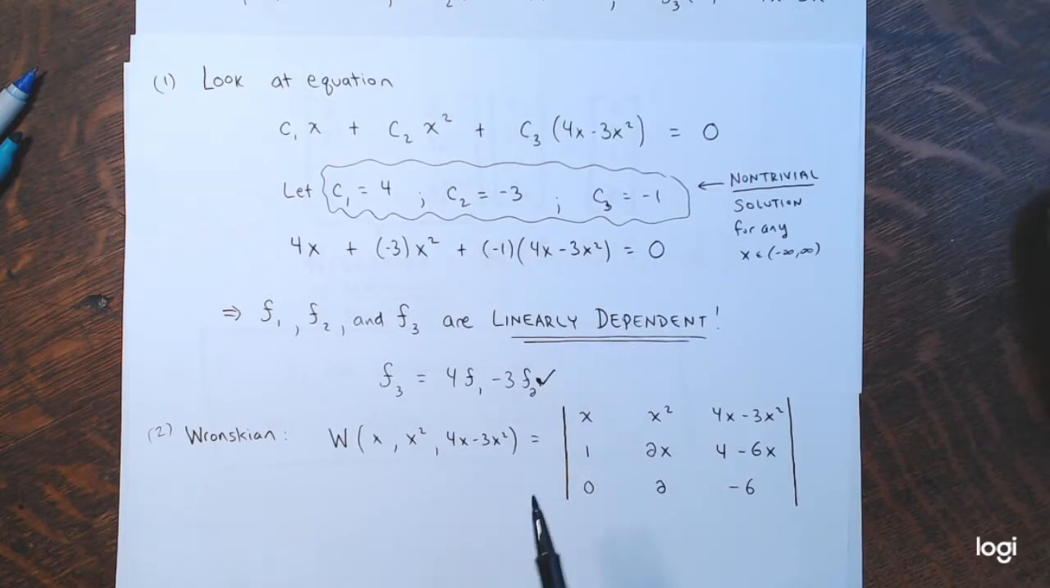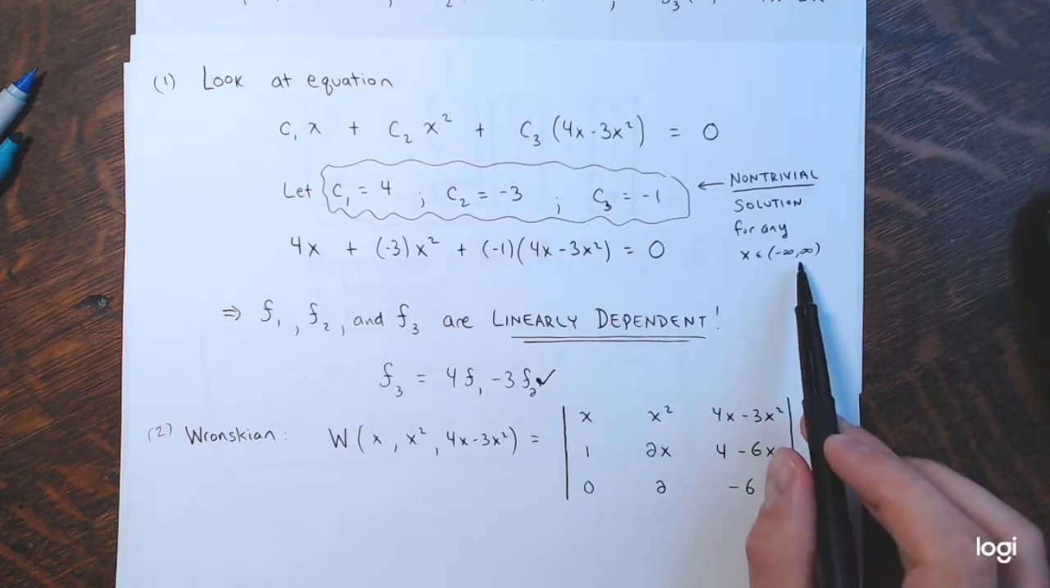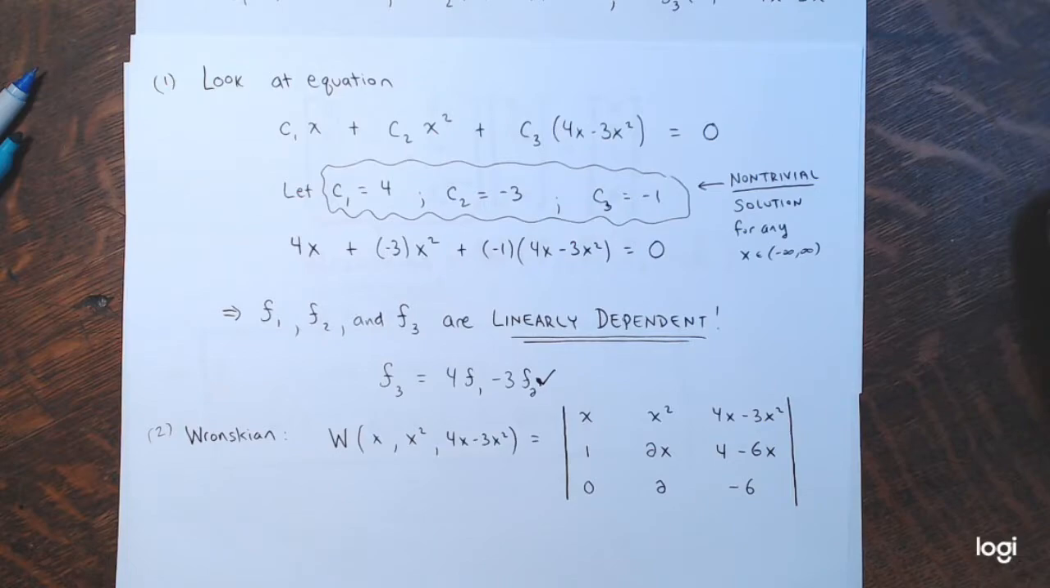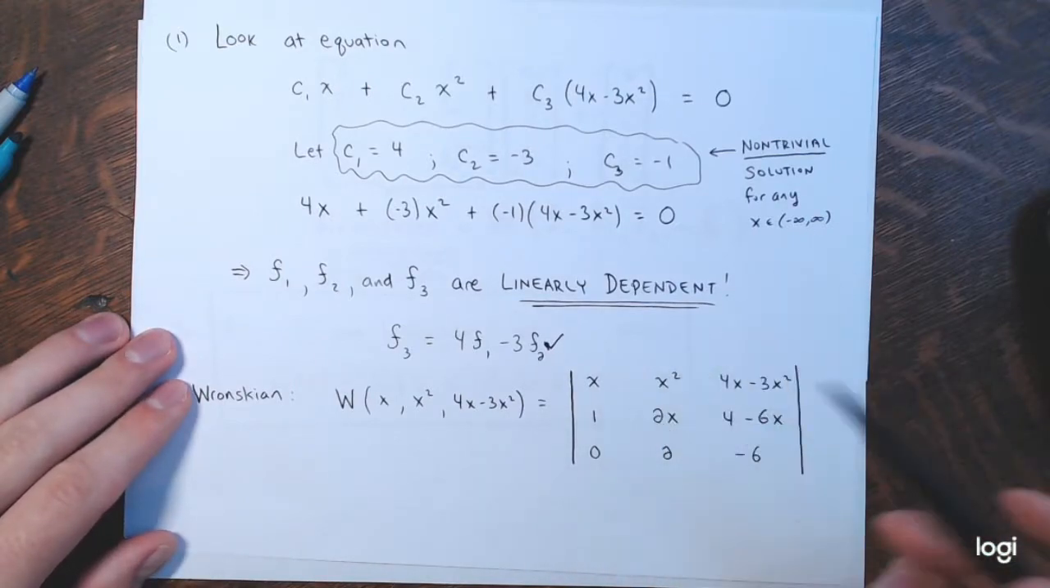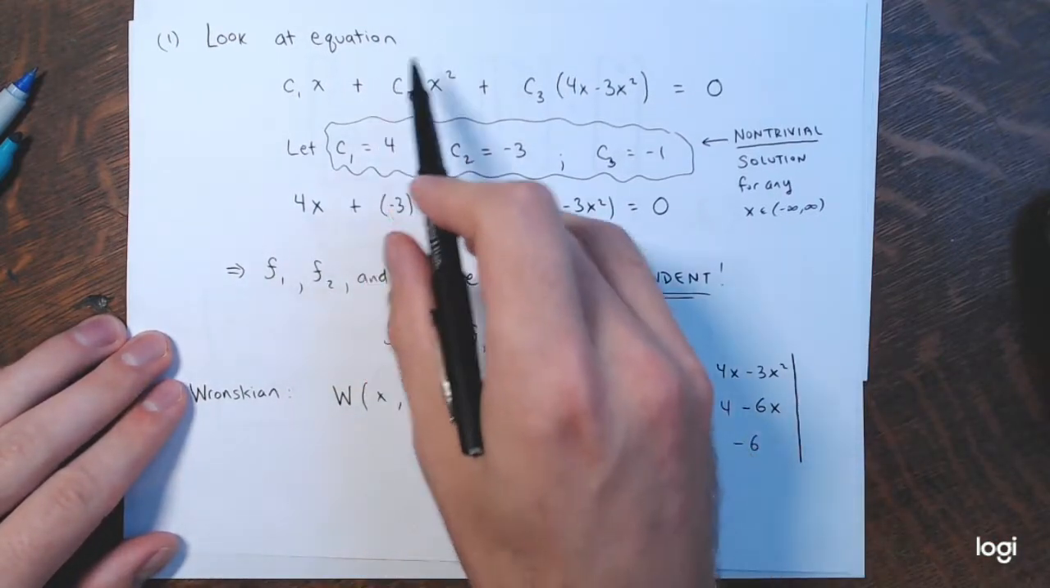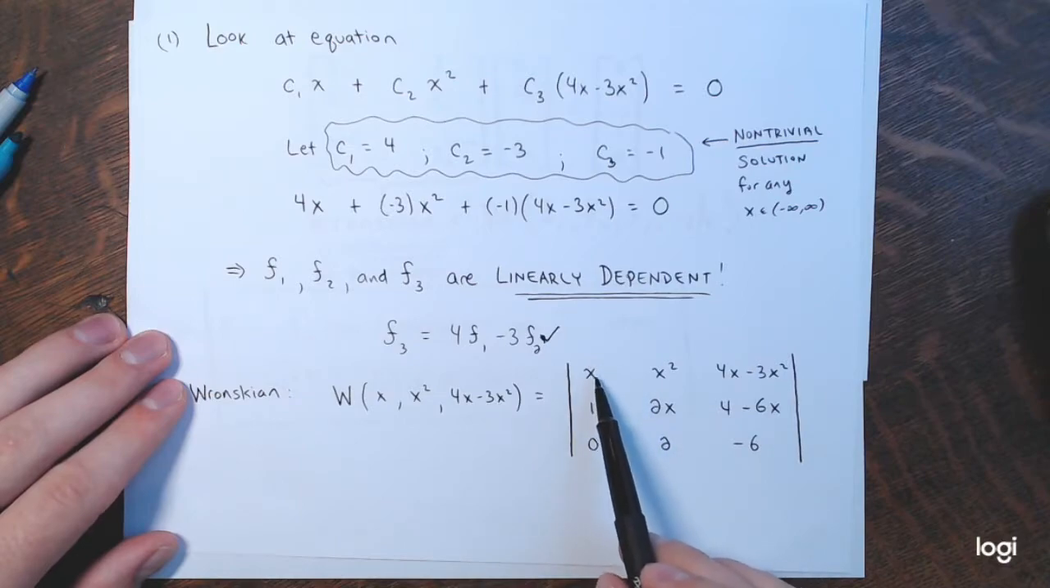So based on my previous work, I can tell you that no matter what I replace x with, no matter what value on the interval I look at, this determinant will be 0. All right. Now, say you didn't realize that. Say I didn't do all this previous work. I'll just do cofactor expansion down the first column.